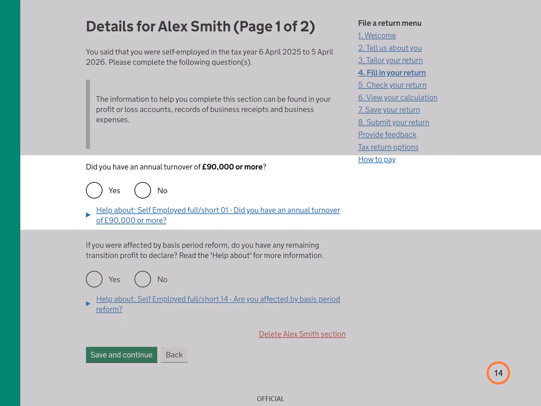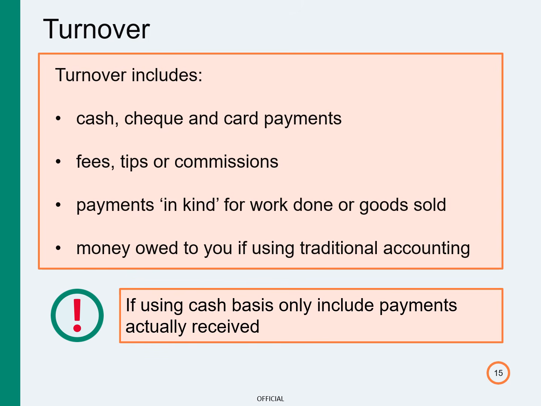This first question asks if your annual turnover in the tax year was £90,000 or more. Briefly, your turnover is the total sales, takings, fees, or money earned by your business up to the date your books and accounts are made up to. Turnover includes cash, cheque and card payments, fees, tips and commissions, the value of payments in kind for work done or goods sold that aren't paid by cash, cheque or card, and money owed to you for work already done.